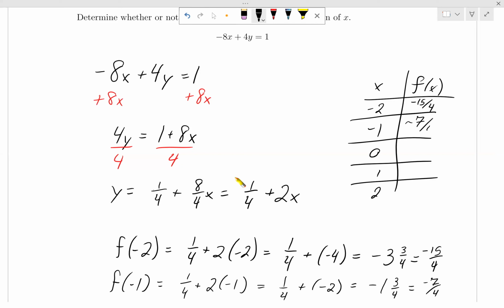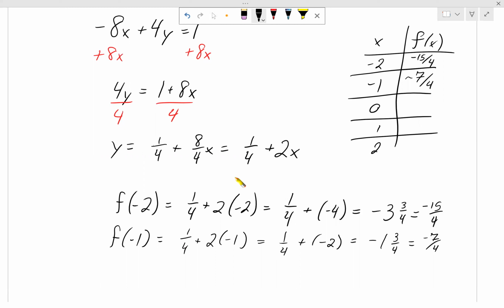Alrighty, so I'm just checking to make sure that I get only one element of the range for each x that I plug in, which is working so far. When I plugged in -2, I only got one value. When I plugged in -1, I got one value. f of 0, I'm going to get 1/4 plus 2 times 0, which is just 1/4. I'm still just getting one value.